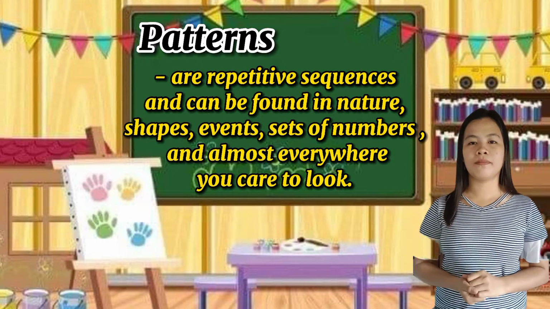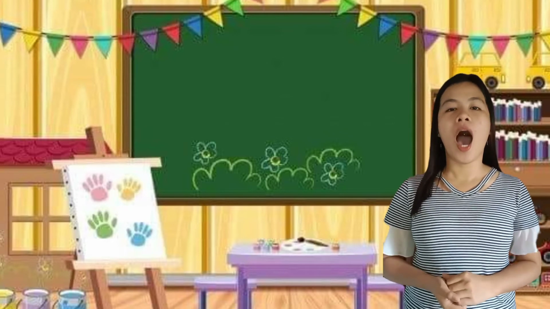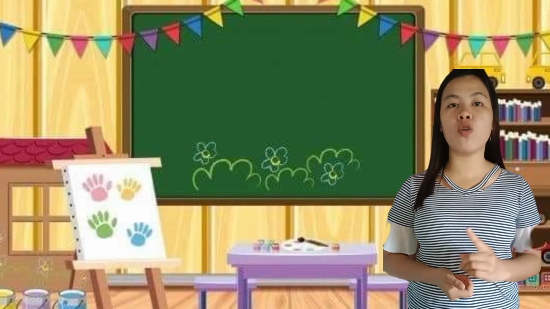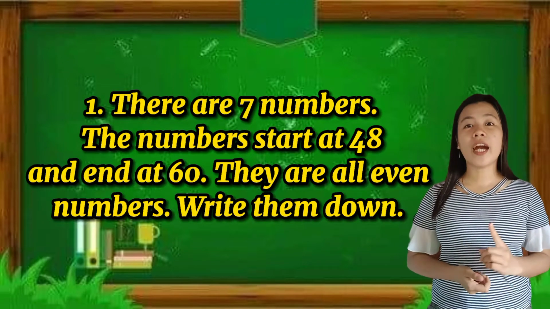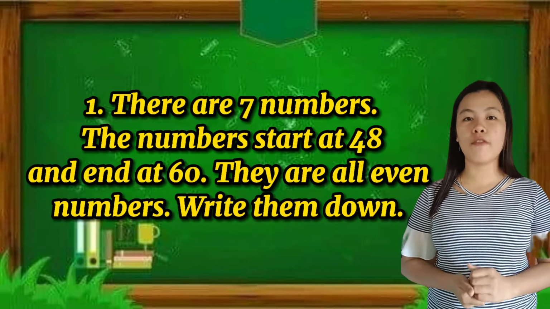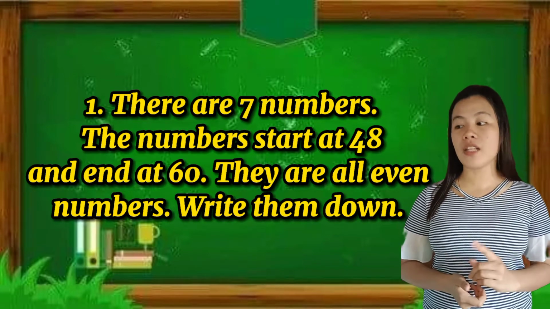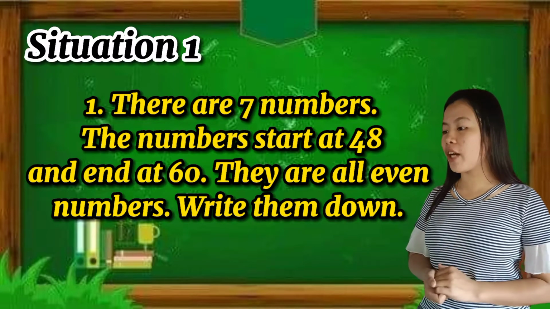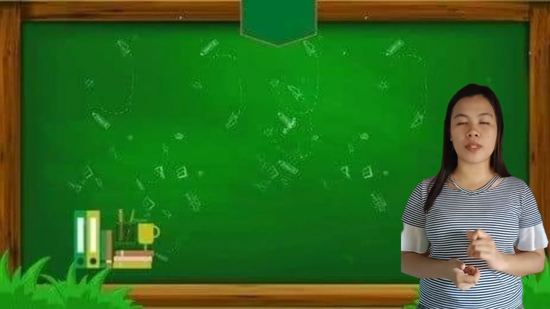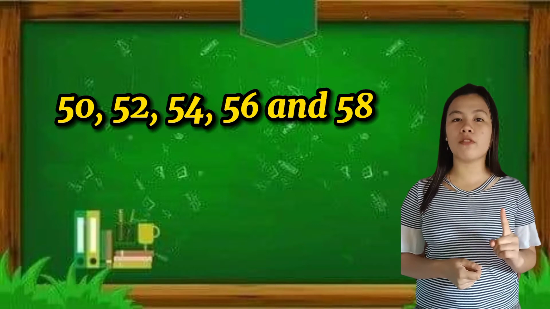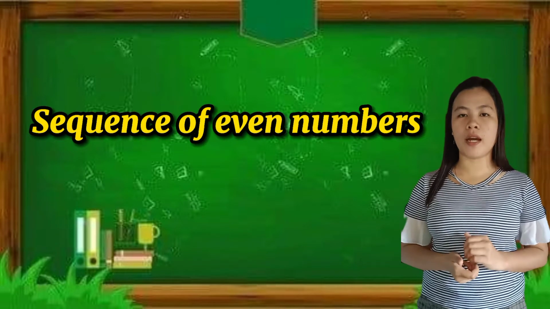Okay, class, before we start our discussion, let us first have a quick review. I will present two situations and you will find the right answers. The first situation: there are 7 numbers. The numbers start at 48 and end at 60. They are all even numbers. So class, write them down. What is your answer, Miguel? Yes, very good. The missing terms are 50, 52, 54, 56, and 58. These are a sequence of even numbers.